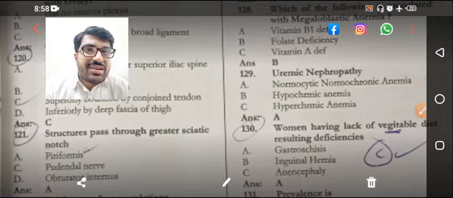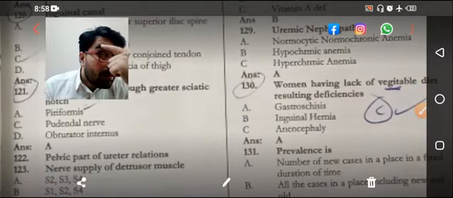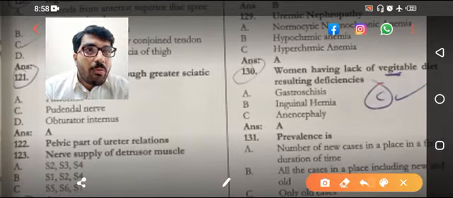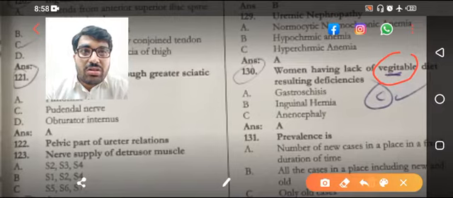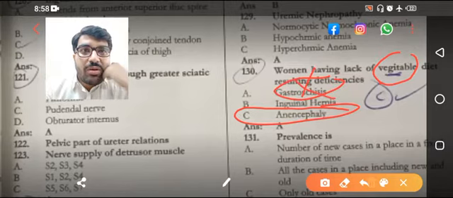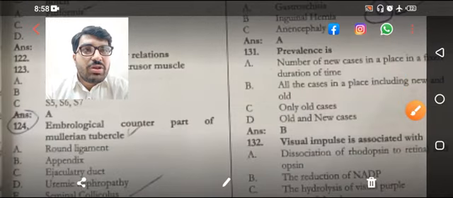Uremic nephropathy already discussed in detail. A, normocytic normochromic anemia. The answer is decreased erythropoietin. Women having lack of vegetable diet resulting in deficiency, I discussed right now. Lack of vegetables, folate, they are giving a clue toward folate. So the answer is neural tube defects. C, the gastroschisis is not related to deficiency of macronutrients or micronutrients. Prevalence is the number of new plus old cases.